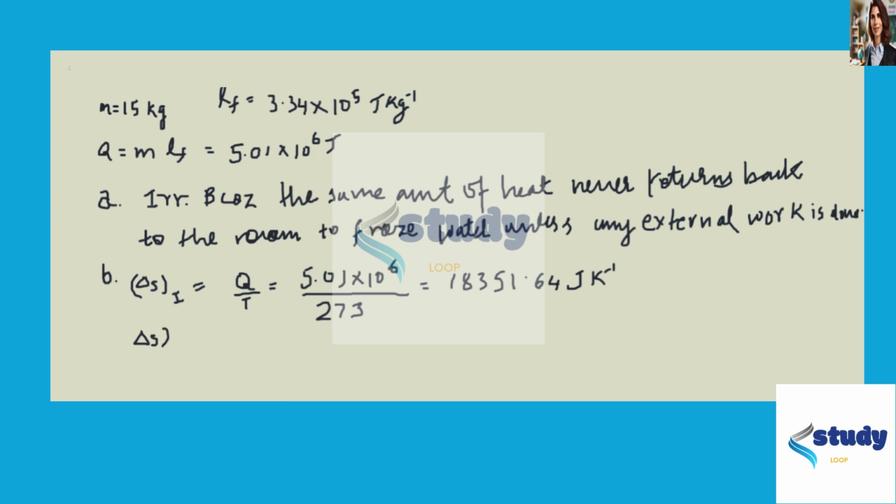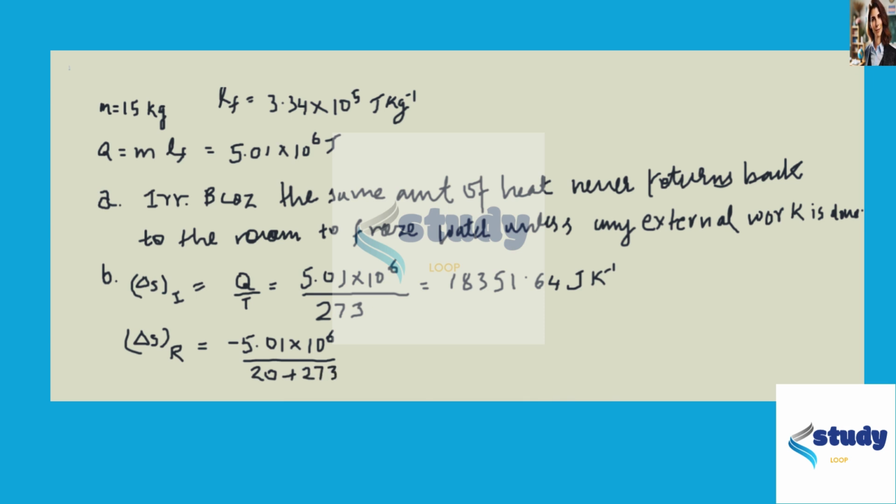Similarly, the room loses the same amount of heat. By using the conservation of heat energy, the room should lose the same amount of heat. Now, since it loses, let me write this minus. So minus 5.01 into 10 to the power 6. Now the temperature of the room is 20 degrees Celsius. So should I write 20 here? Of course not. You have to convert this into Kelvin.